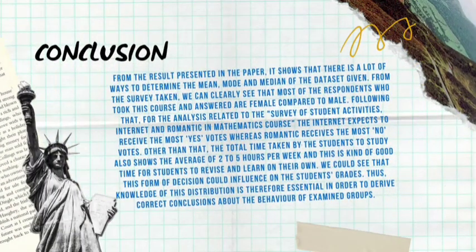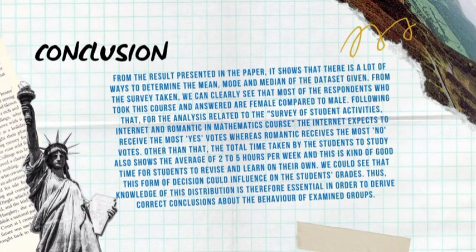From the results presented in this paper, it shows that there are a lot of ways to determine the mean, mode, and median of the data set given. From the survey taken, we can clearly see that most of the respondents who took this course and answered are female compared to male. Following that, for the analysis related to the survey of students' activities, internet and romantic in the mathematics course, the internet receives the most yes votes, whereas romantic receives the most no votes.